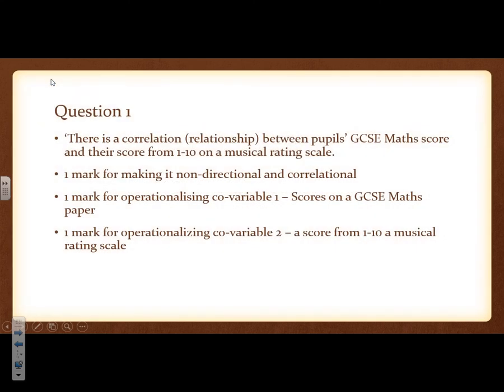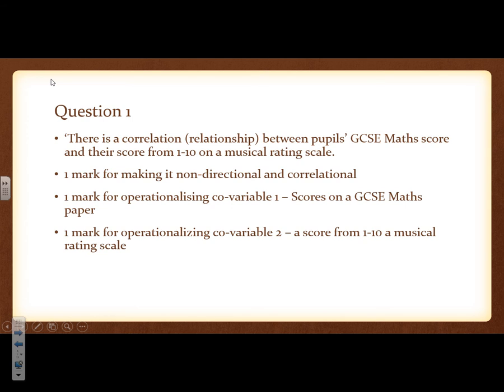Question 1, the perfect answer is there's a correlation or relationship. You could use either. Correlation's better, but either's fine, and that's something that's important for homework as well. Remember, correlational hypothesis. This is an example of one of those. There is a correlational relationship between pupils' GCSE maths score and their score from 1 to 10 on a musical rating scale. Any rough wording like that, remember, it must be measurable.